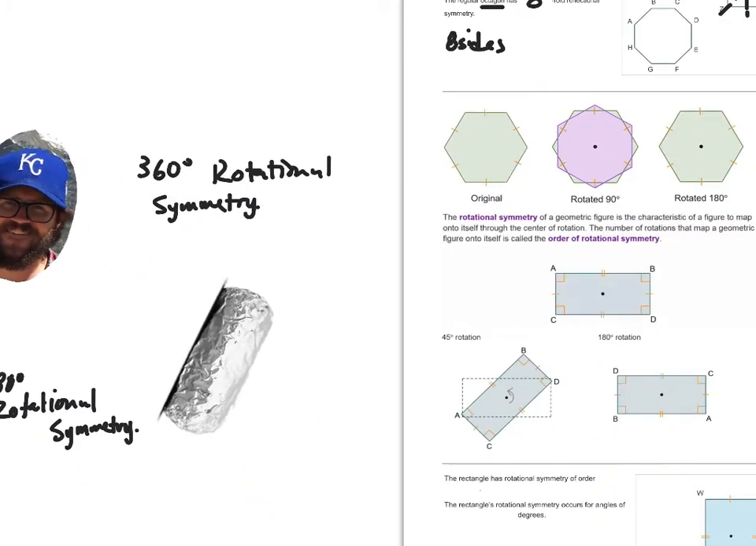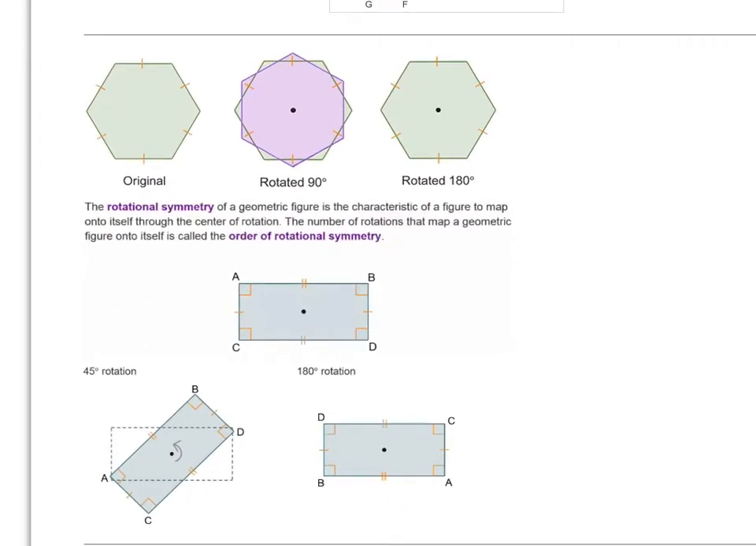Now let's go here and look back over here. Take a look at this. A lot of these will have, like this hexagon here would have, I think, 30-degree rotational symmetry. But if you rotate it 90 degrees, you're not going to get the same thing. But if you rotate it 180 degrees, you'll get the same thing.